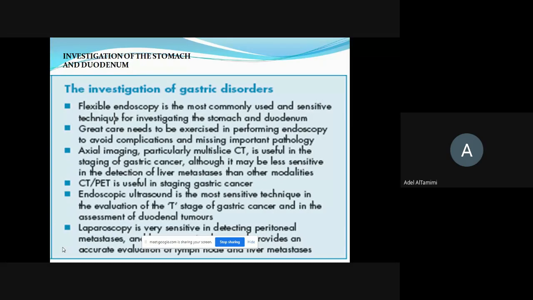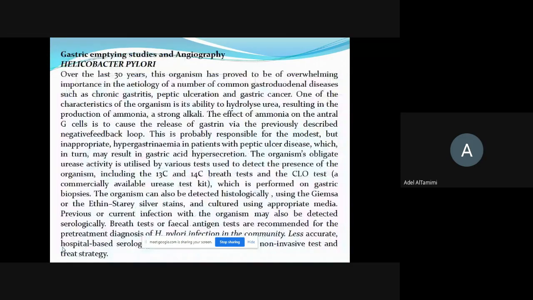Lastly, laparoscopy is very sensitive in detecting peritoneal metastasis. The peritoneal metastasis, which is not inside the stomach but outside the stomach, can be detected by laparoscopy rather than endoscopy. Endoscopy can reveal and diagnose the mucosal surface, while laparoscopy can reveal the serosal surface, meaning outside the stomach. Okay.